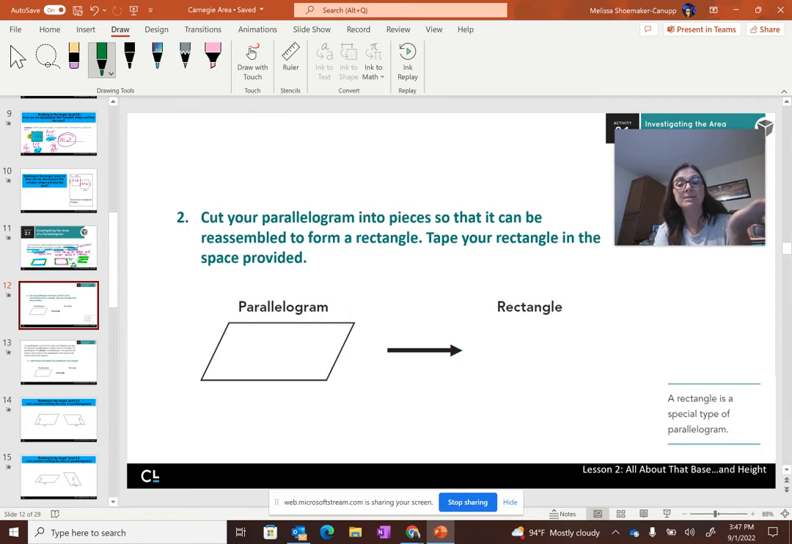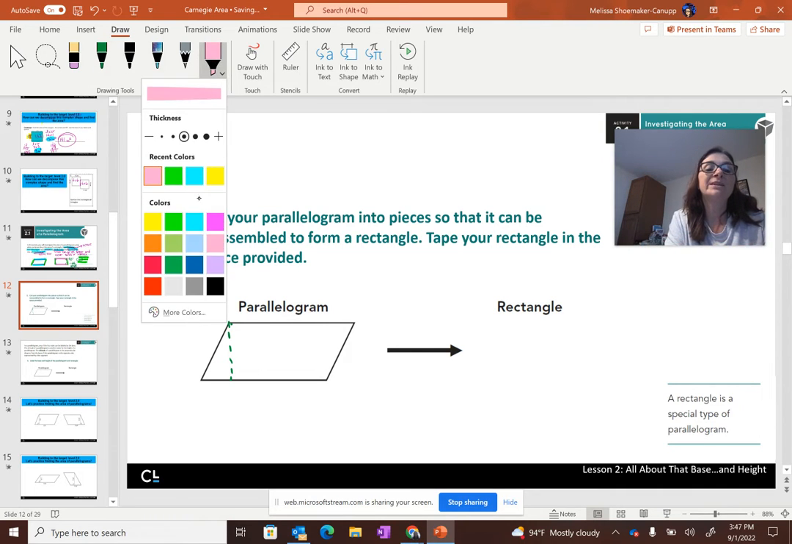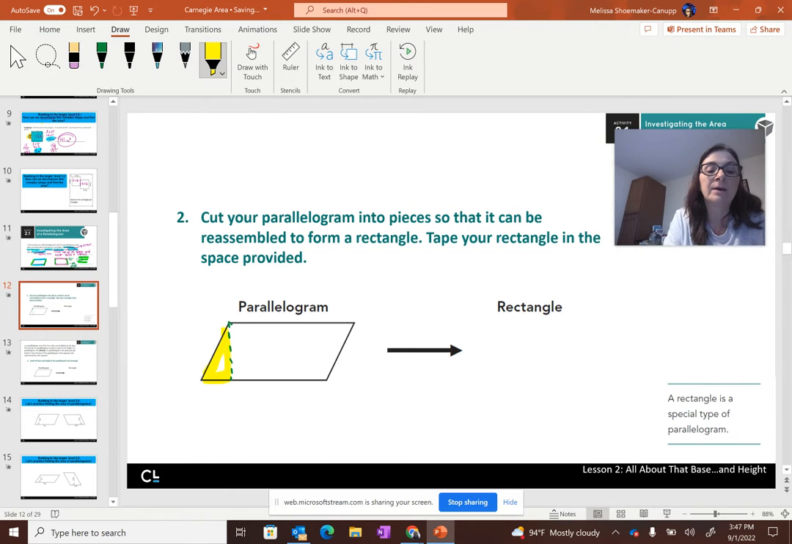You would just take the base times the height, or the length times the width. So you would multiply the side lengths. And we can do the same thing with a parallelogram. We just have to know a couple of things. The parallelogram, if I were to cut this, it makes a triangle. Okay, so we see this triangle right here that I've made by cutting. What that also does is it makes this a right angle. So I'm starting to turn it into that special parallelogram, also known as a rectangle.